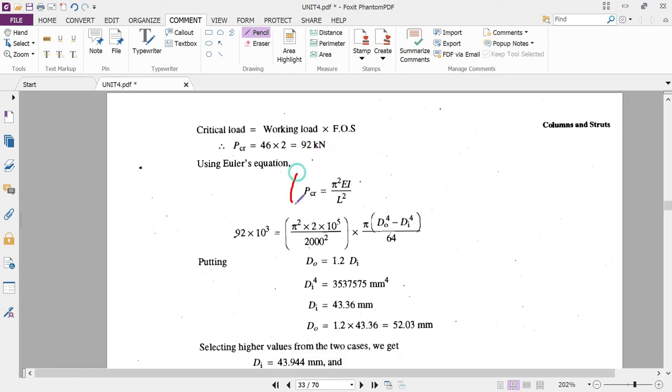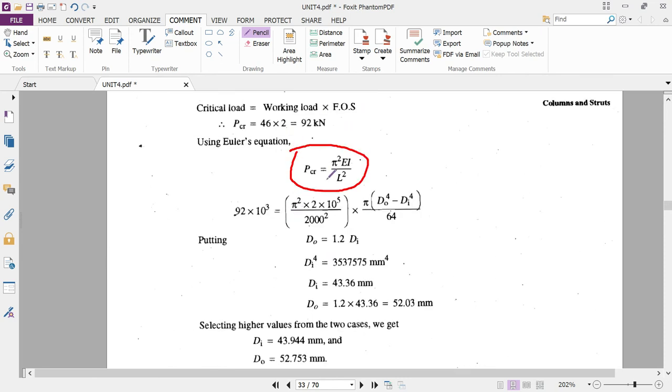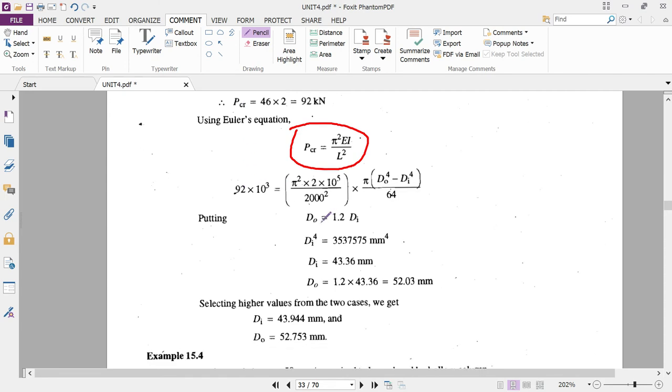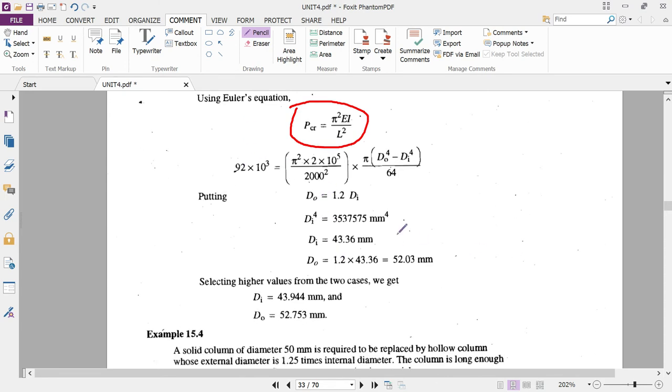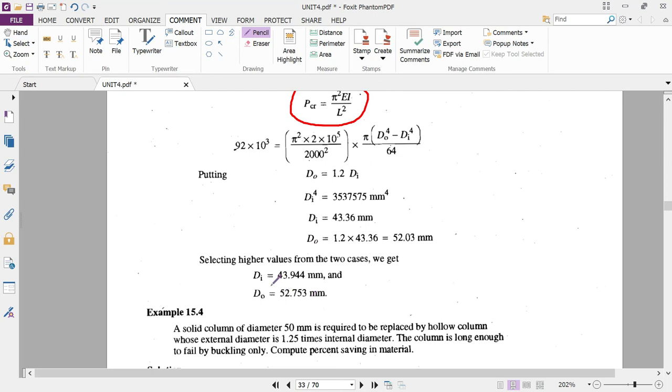We know this generalized Euler equation. So we have to use this Euler equation, and we have to put the value of PCR here, and we will get the values of DI and DO.